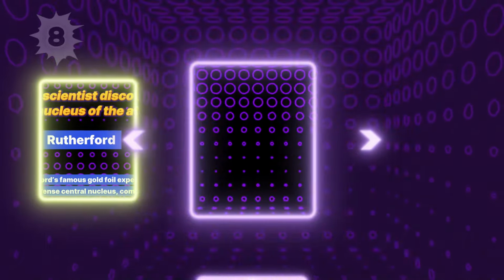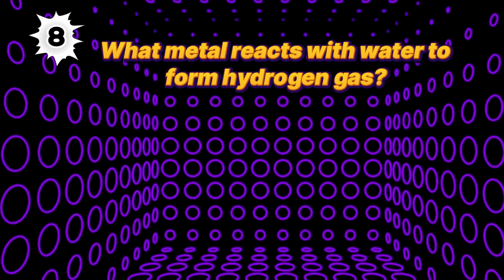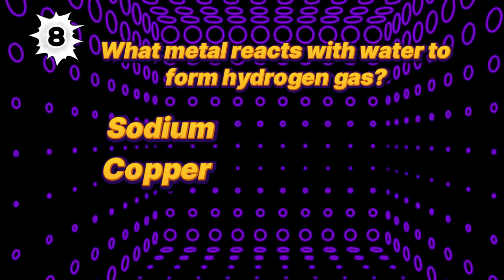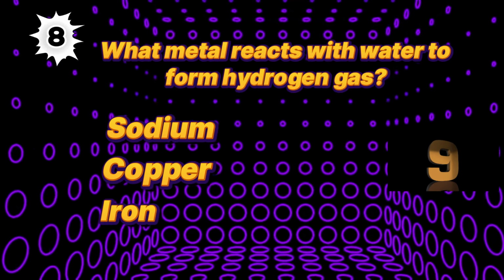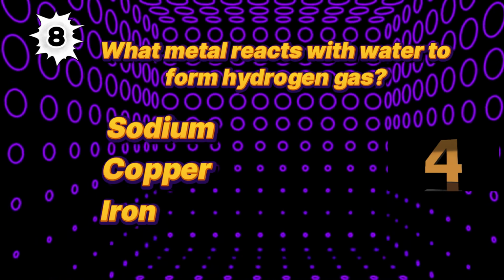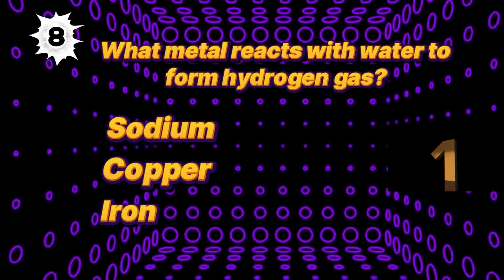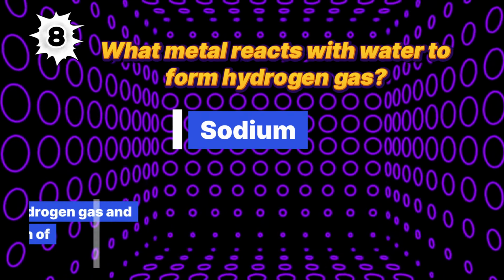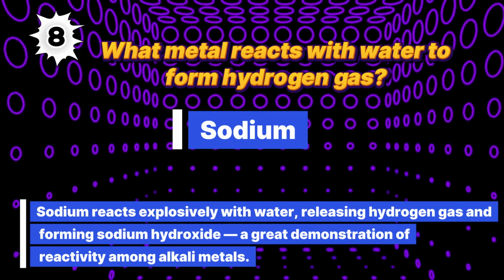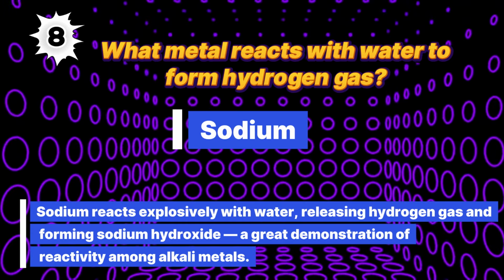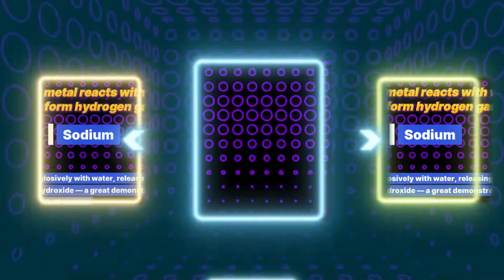Here's one about chemistry reactions. What metal reacts with water to form hydrogen gas? Here are your choices: sodium, copper, or iron. The reactive one is definitely sodium. Sodium reacts explosively with water, releasing hydrogen gas and forming sodium hydroxide, a great demonstration of reactivity among alkali metals.